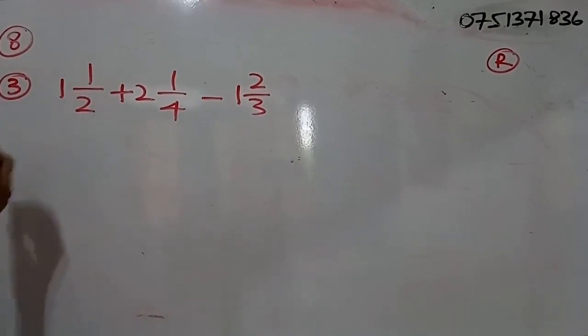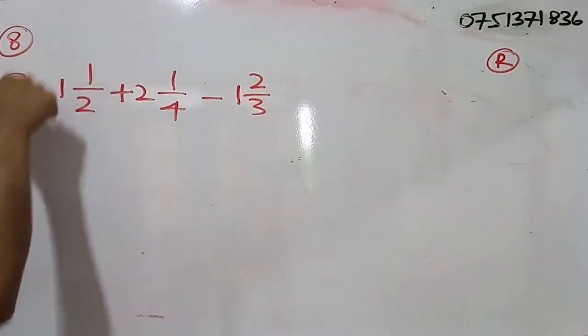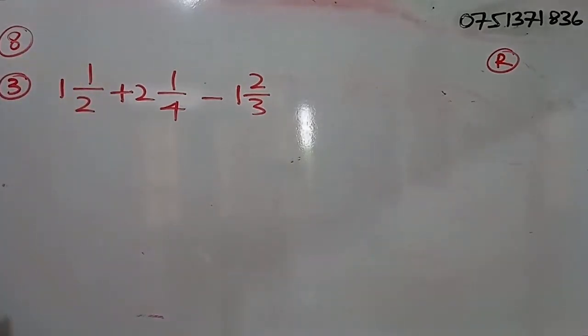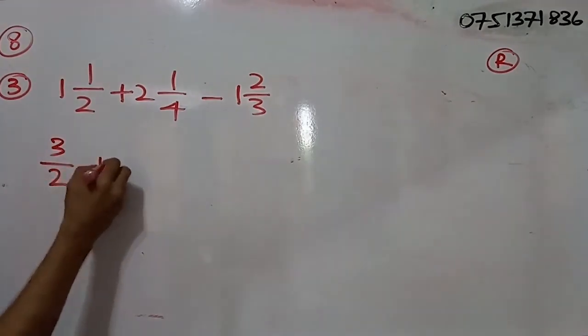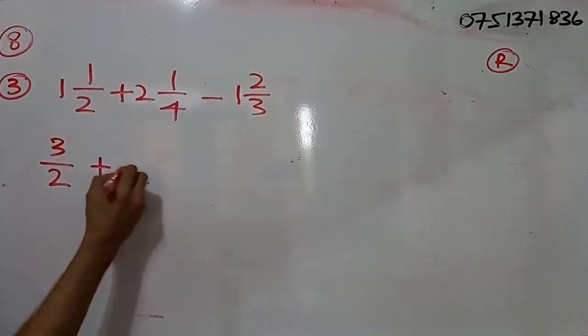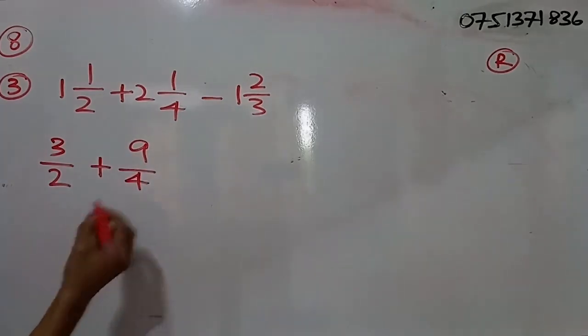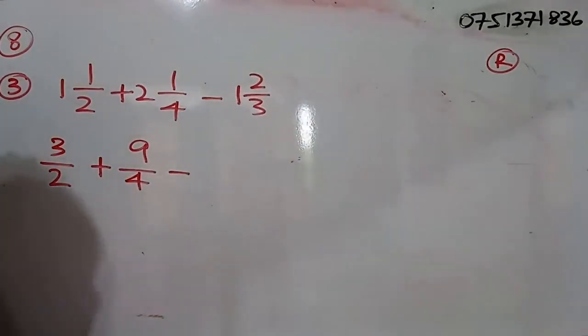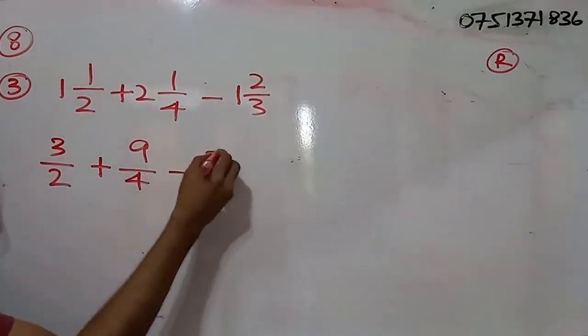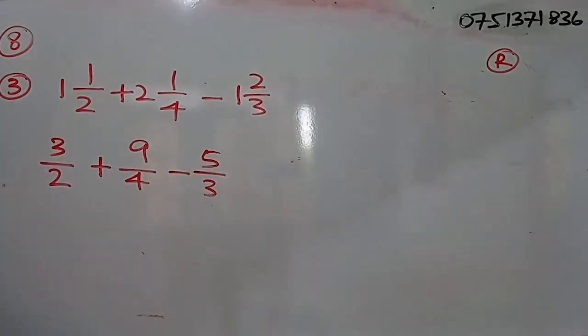Okay. So first of all we have to convert this into what? Improper fraction. So this will be what? 3 by 2. Then same thing here. So this will be what? 9 by 4. Same thing here. That means we have to convert this mixed number into an improper fraction. So this will be what? 5 by 3.